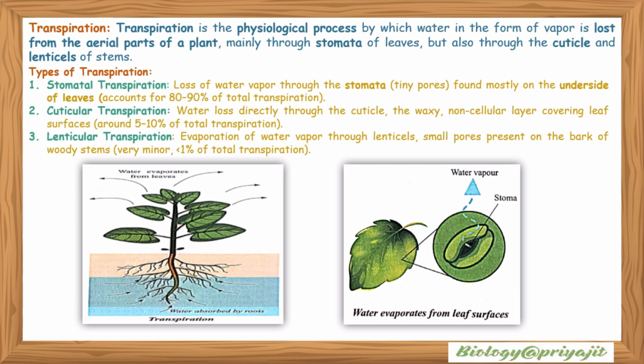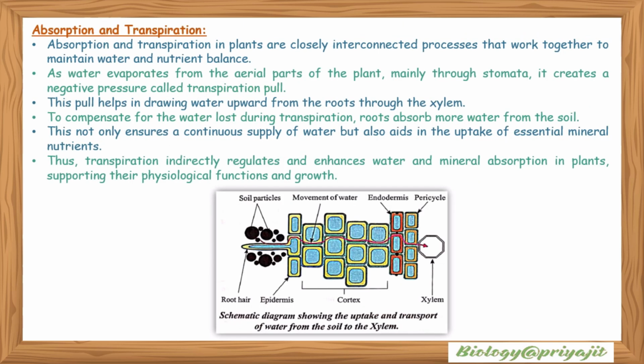Cuticular transpiration: water loss directly through the cuticle, the waxy non-cellular layer covering the leaf surface, around 5 to 10% of the total transpiration process. Lenticular transpiration: evaporation of water vapor through lenticels, which are the small pores present on the bark or woody stem of plants. Here the contribution is very minor, less than 1% of total transpiration.